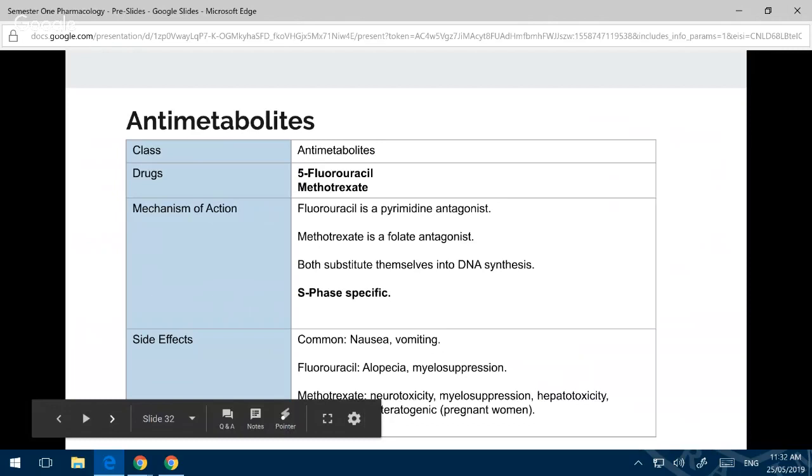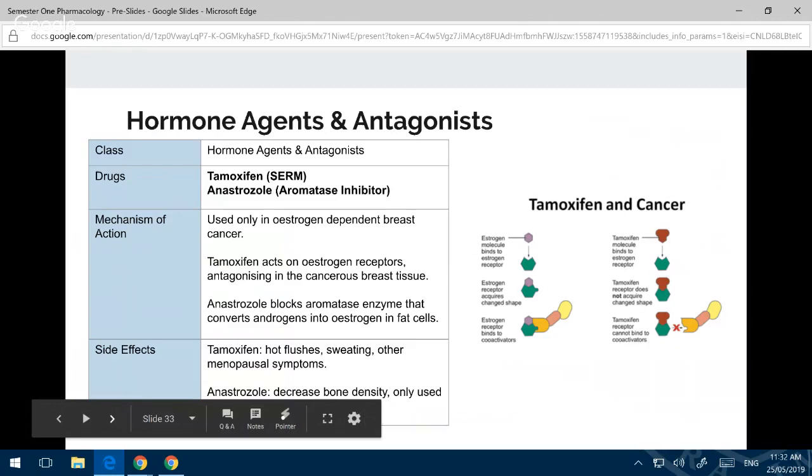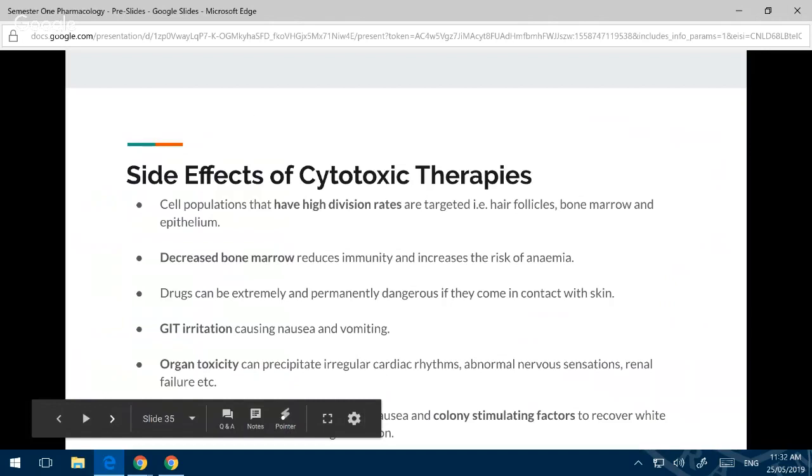We also have hormone agents, particularly used in the treatment of breast cancer. These target estrogen. Plant alkaloids, I don't think you need to know much about these. And of course, as you'll be familiar with, side effects from cytotoxic therapies are typically that they target high division rates in cell populations. So think of things like hair follicles, bone marrow, and epithelium. These can reduce immunity and cause anemia, etc. There are also a bunch of gastrointestinal side effects like nausea and vomiting, as well as organ toxicity that can precipitate irregular cardiac rhythms, etc.